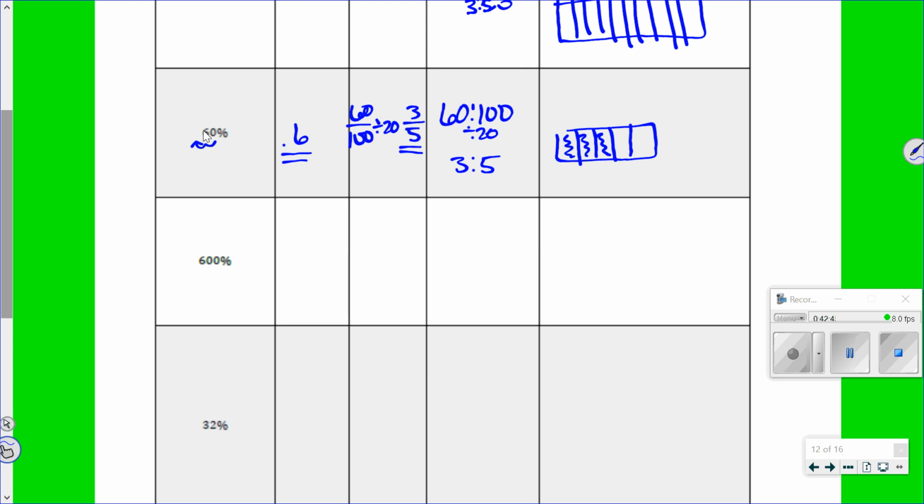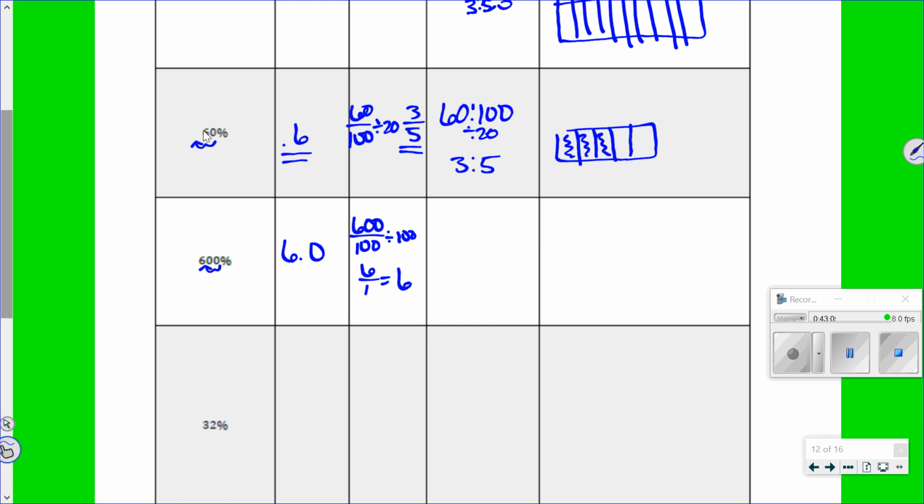600%. This one was designed to get somewhat tricky. We'll see how many managed to get it. So turning it into a number, 6.0 or just 6 would have been acceptable. As a fraction, 600 divided by 100. I can divide both of those by 100. Gives me 6 over 1, or 6.